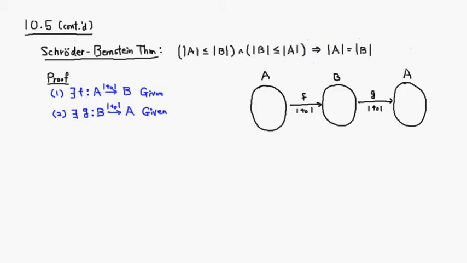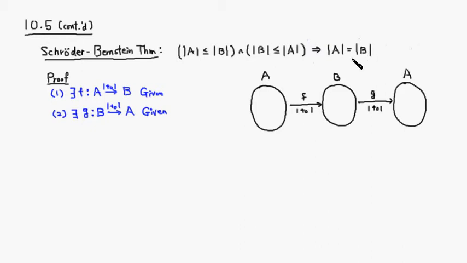All right, let's look at the Schroeder-Bernstein theorem, which states that if the cardinality of A is less than or equal to the cardinality of B, and at the same time the cardinality of B is less than or equal to the cardinality of A, then the cardinality of A is actually equal to the cardinality of B, right?